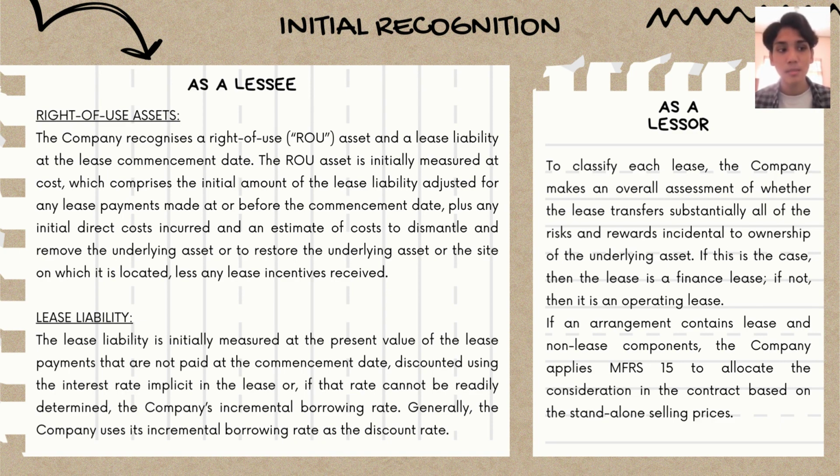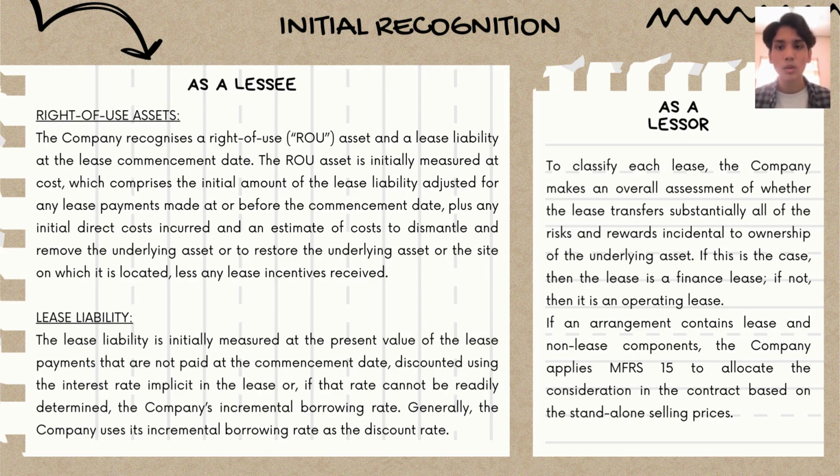Next, lease liability. The lease liability is initially measured at the present value of the lease payments that are not paid at the commencement date, discounted using the interest rate implicit in the lease, or if that rate cannot be readily determined, the company incremental borrowing rate. Generally, the company uses its incremental borrowing rate as the discount rate.